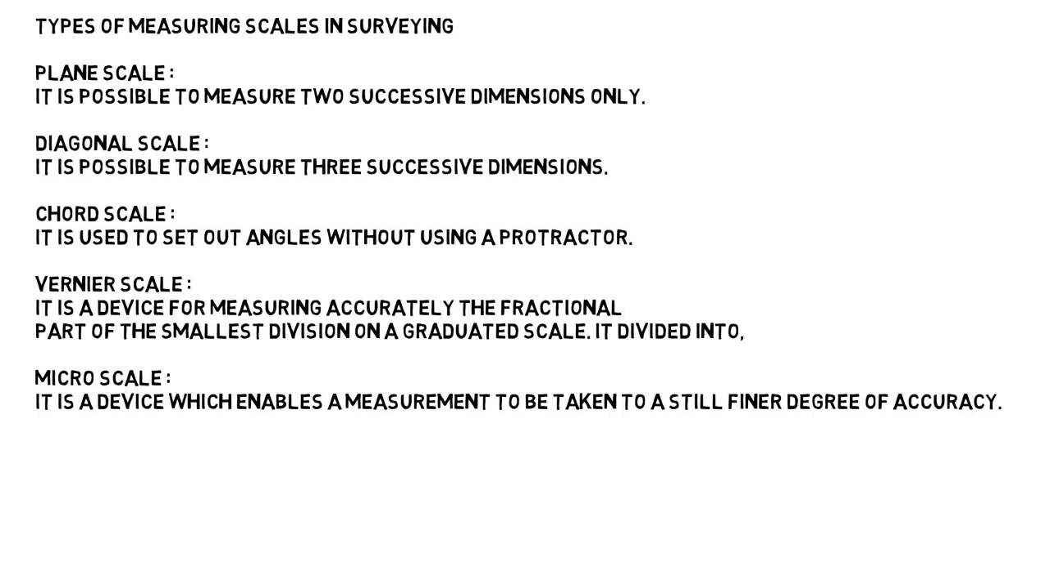Next, coming to chord scale, it is used to set out angles without using a protractor. Next, vernier scale is a device for measuring accurately the fractional part of the smallest division on a graduated scale. And the last one, micro scale, is a device which enables a measurement to be taken to a still finer degree of accuracy.